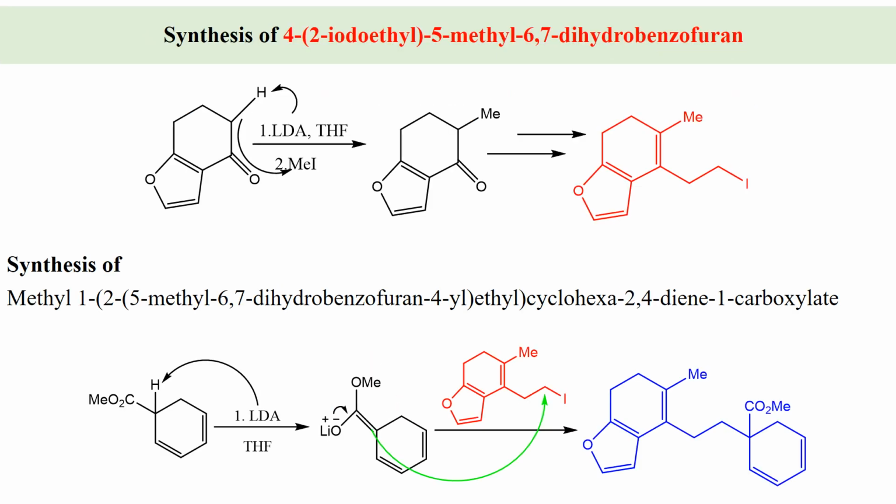Here is another example of a synthesis. First of all, this cyclic ketone will react with LDA, it will remove the acidic proton and will be methylated. Then in a multi-step reaction, this group is attached here.